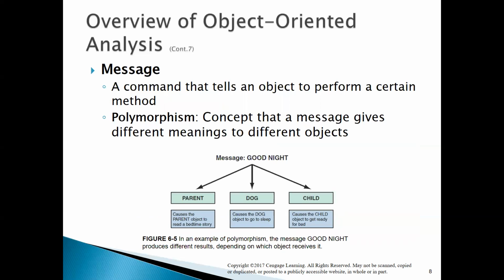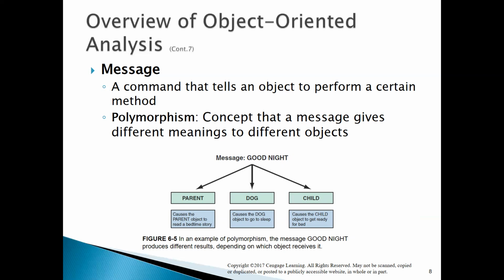After that comes message. So we looked at UML, attributes, method, and now message. So message is a command that tells an object how to perform a certain task. It's just a simple command that tells the object how to perform certain tasks, and these certain tasks may be specific tasks with specific steps. Polymorphism is the concept that a message gives different meaning to different objects.